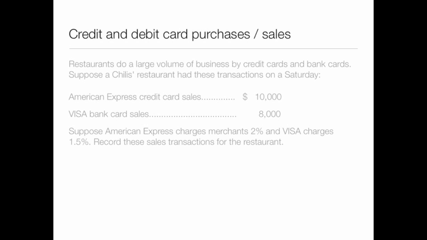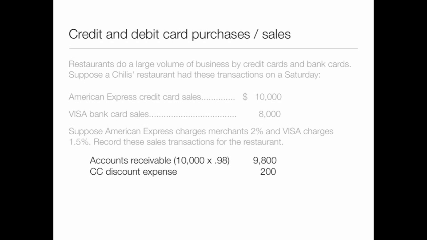So 2% of $10,000 is $200. So that's going to be an expense to us. So our accounts receivable, we're only actually going to get $9,800 or 98% of our sales. Because again, the credit card discount expense is $200. That's 2% of the $10,000, which is our sales. But we record all of the sales revenue having earned it, the $10,000. So again, we're matching our revenues with the expenses that created those revenues.